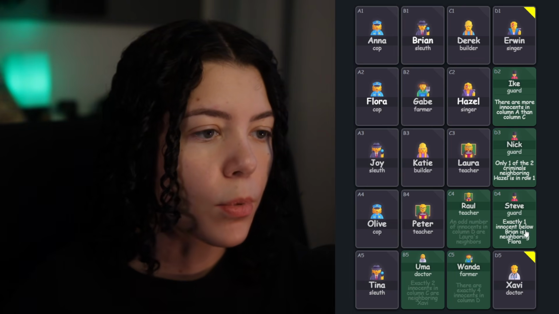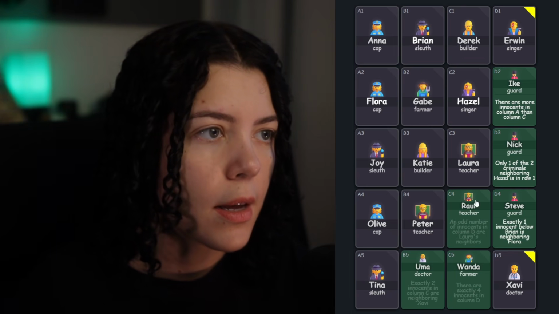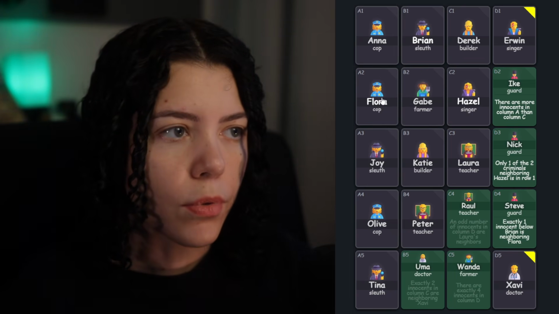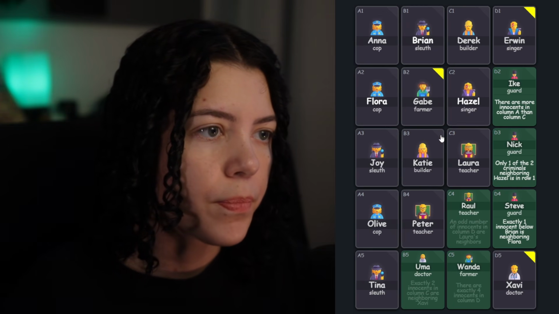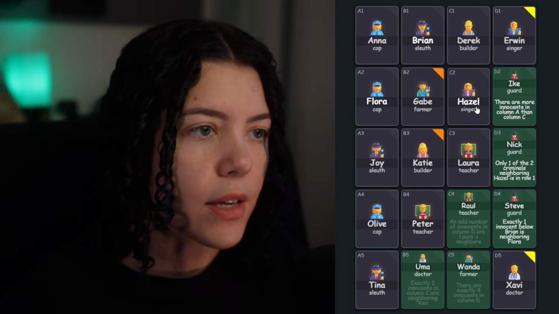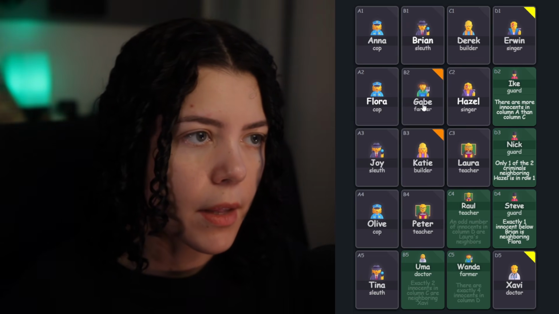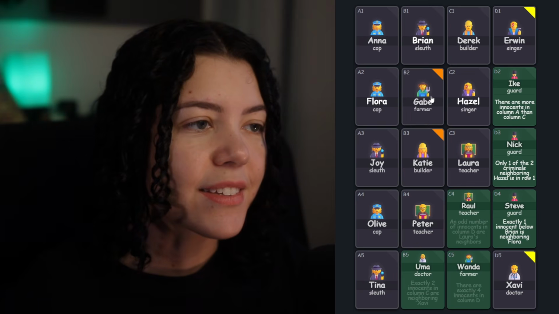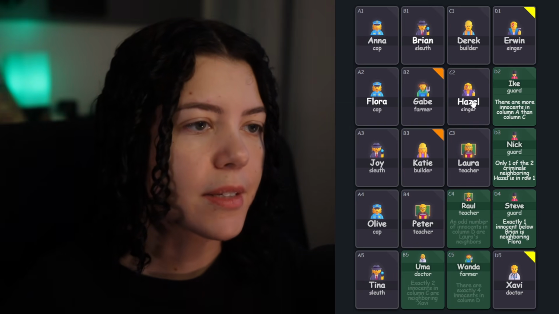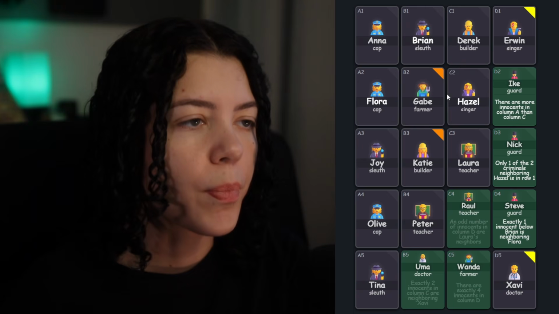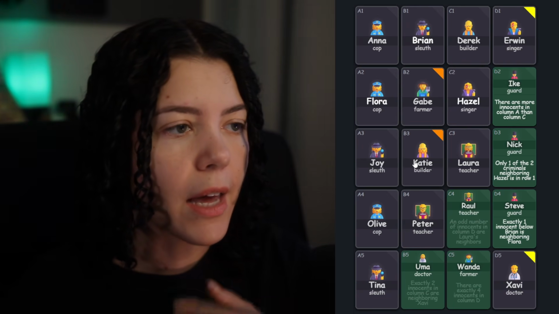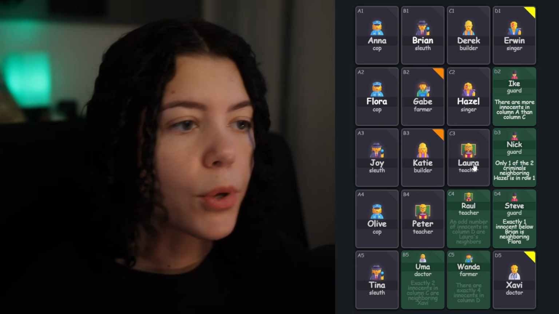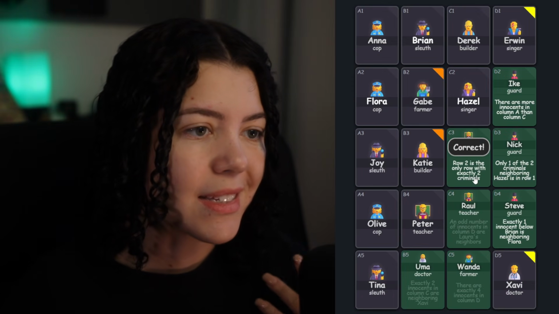Exactly 1 innocent below Brian is neighboring Flora. Where's Brian? 2 people below Brian neighbor Flora. Only one of those is an innocent, right? So that means, let's use orange here, that this is Hazel's second criminal neighbor, sorry, because Hazel only has 2 criminal neighbors total. So we know that one of them is in row 1. The second one is either going to be Gabe or Katie, which means that Laura couldn't be a criminal. So she is an innocent.